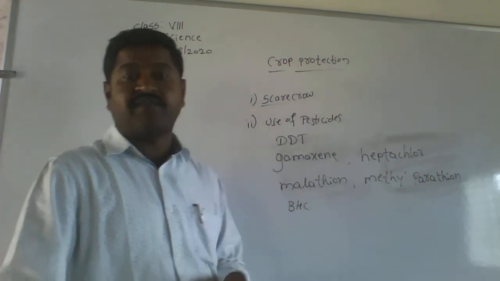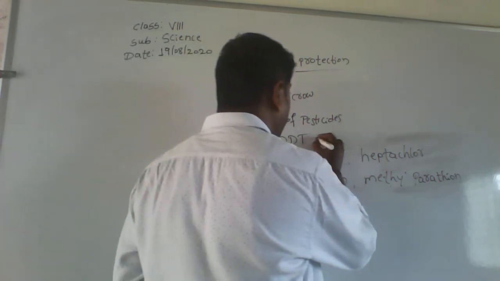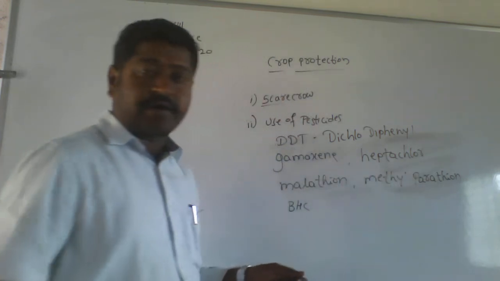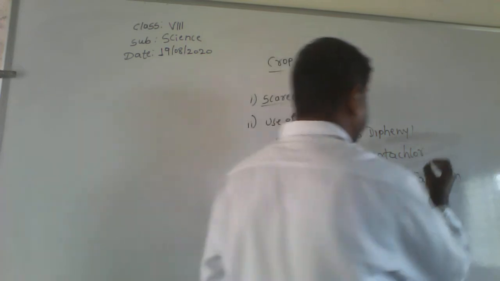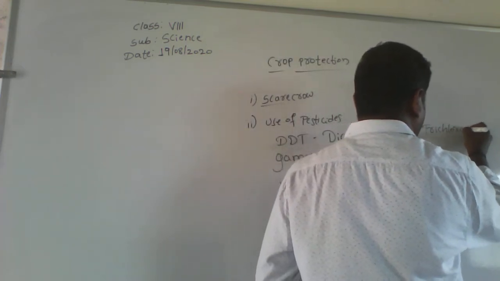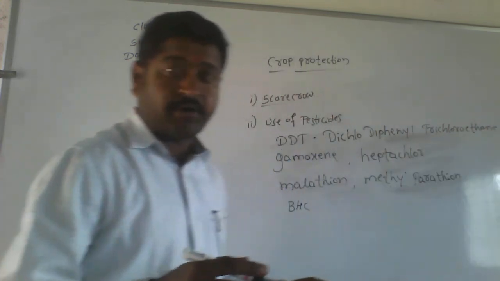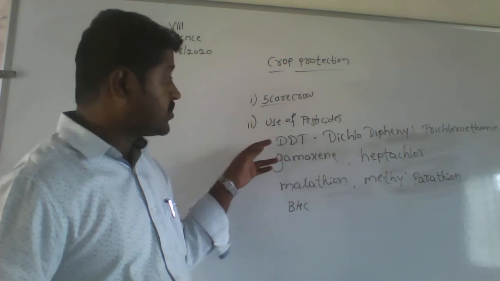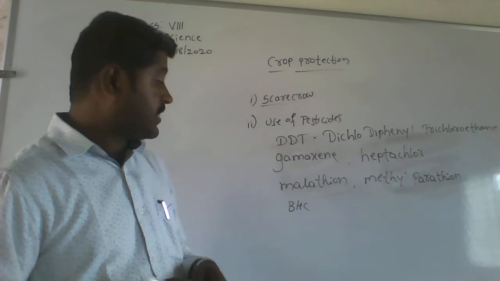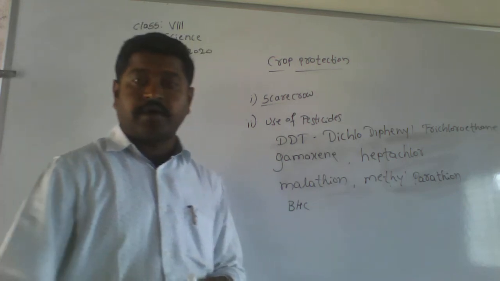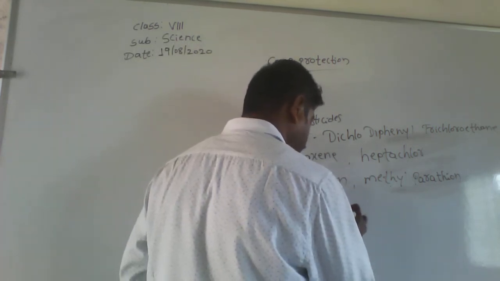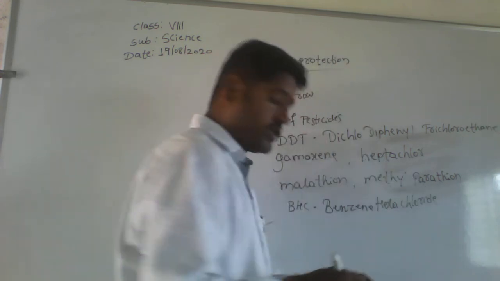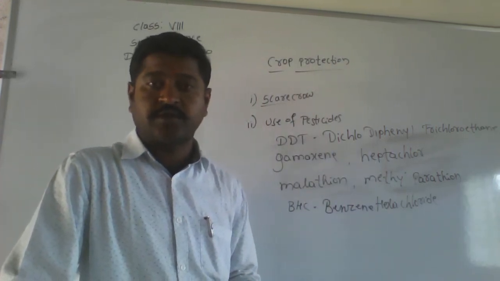What does DDT stand for? It is dichlorodiphenyltrichloroethane. So this DDT powder, I don't know how many of you know that word, DDT powder. That DDT is actually dichlorodiphenyltrichloroethane. Then coming to BHC, what is the expansion of BHC? It is benzene hexachloride. So these are some common pesticides that are used.